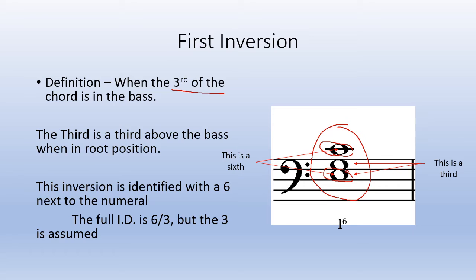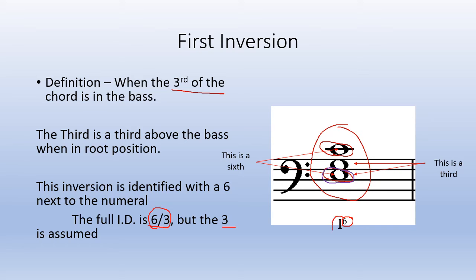Now, I will say, the C does not have to be in the top voice or the soprano voice for this to be a first inversion chord. What's important is that this third is in the bass, which it is. So first inversion. And this is abbreviated with a 6-3. However, the 3 is assumed. So you just call it a 1-6, a major 1-6.